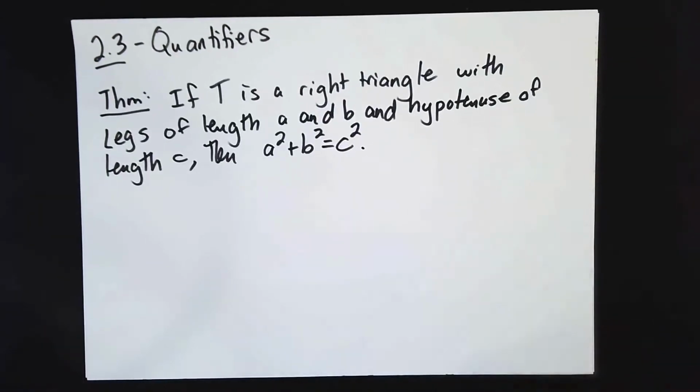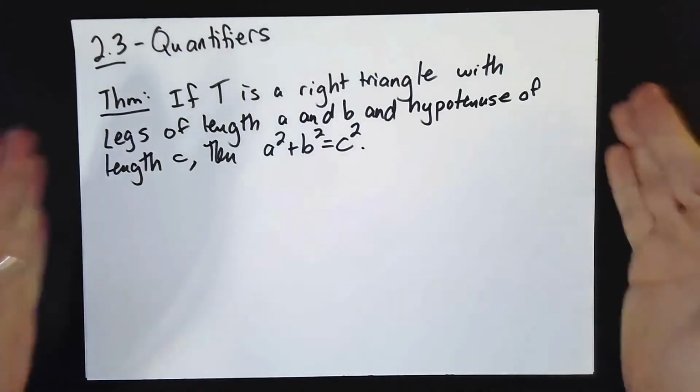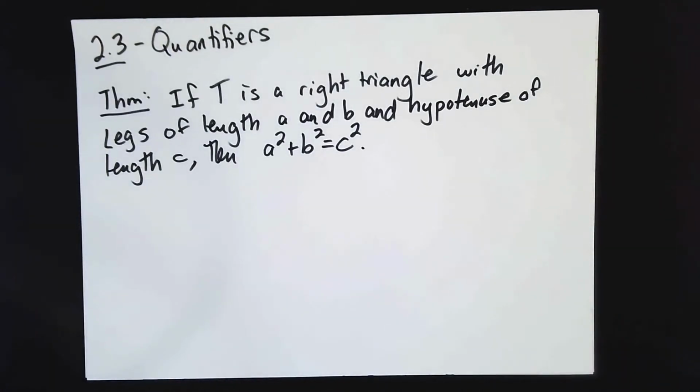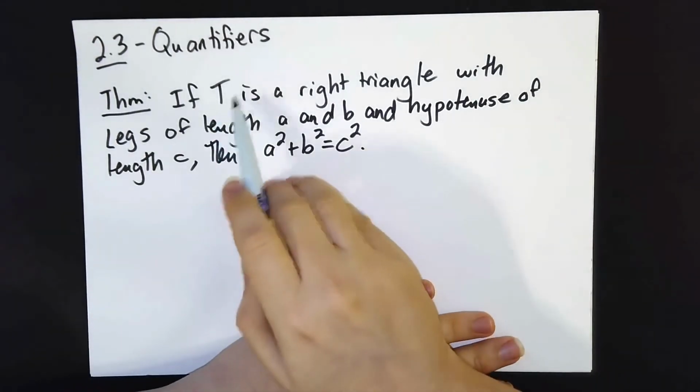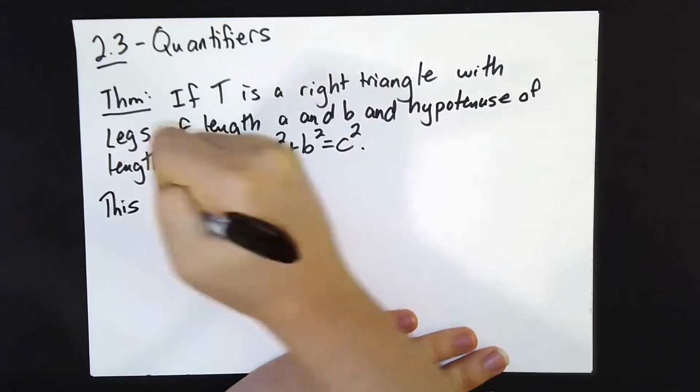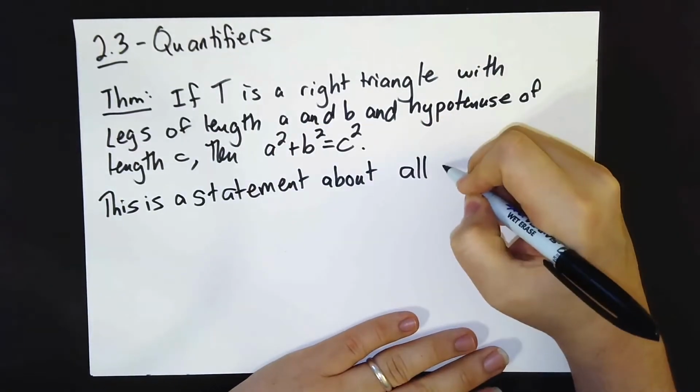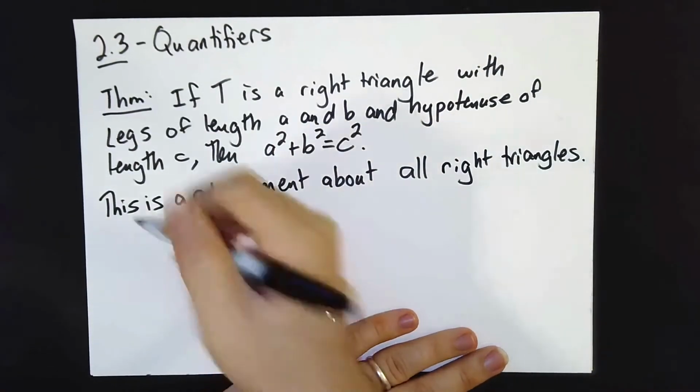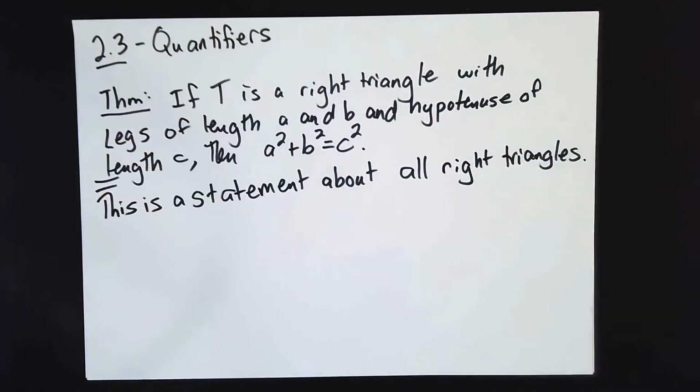So here's an example. This is the Pythagorean theorem. You've probably seen this before. This is not a statement about a particular triangle T. This is a statement about all right triangles T. Usually our most interesting theorems are going to take this form. They're going to say something about every particular type of thing having some sort of property.